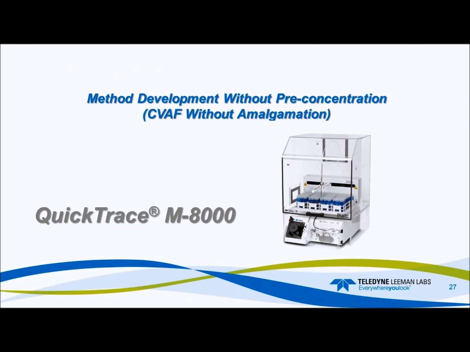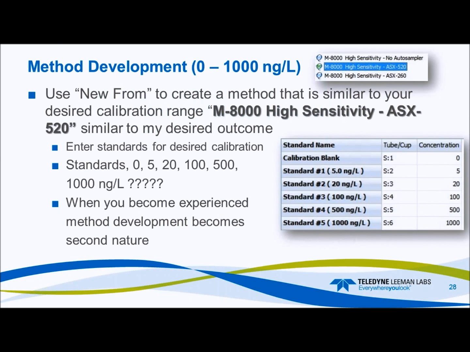Now let's get into the method development. So method development, let's start out with 0 to 100 nanograms per liter in non-gold trap. So we have CAN methods within the system, and the naming of the CAN methods kind of guides you toward what they are and the autosampler that you're using and so forth. So here I just picked high sensitivity because I know that that's not with gold and it's just straight atomic fluorescence, and I enter my standards.